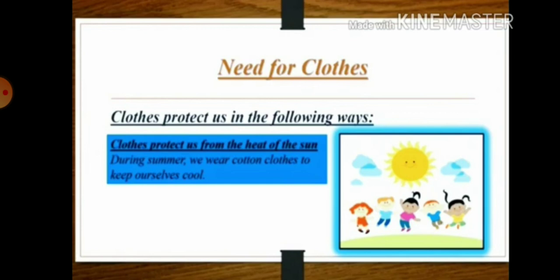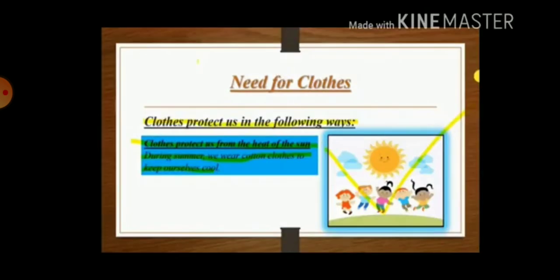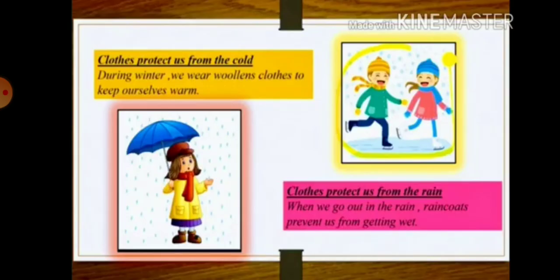Old clothes should not be thrown away. Remember, my dear children, old clothes should not be thrown away. They can be reused. We see diversity in clothing because of cultural and geographical differences. There is a difference in the type of clothing worn in earlier times and those worn today.